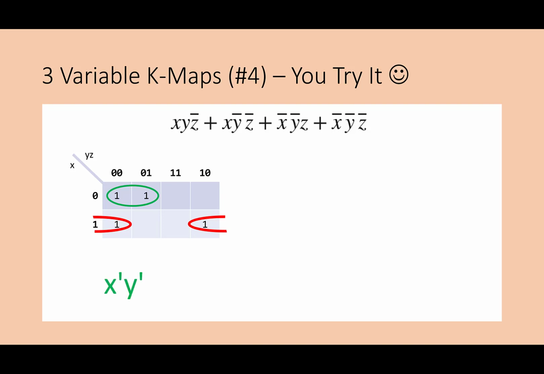Notice on the green that X is always 0, so X bar has to be there, and Y bar has to be there, but Z doesn't matter. No matter what Z is, X bar and Y bar will always give you a 1. Or you also have the case where X must be there because it's always X in the red circle, and we see that Y changes, but Z never does.